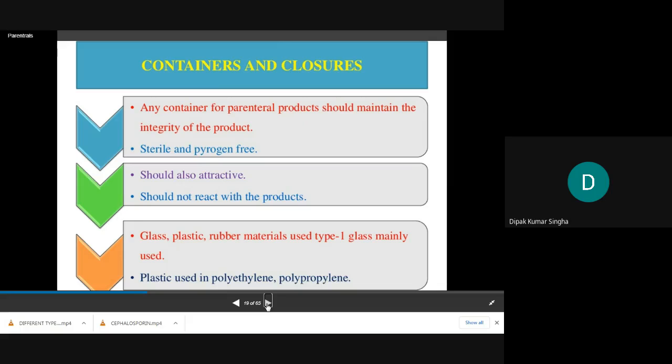So any container of a parenteral product should maintain the integrity of the product, and obviously the container must be sterile and pyrogen free. Otherwise your product is pyrogen free and sterile, but if the container is not sterile or pyrogen free, it is immediately contaminated. It should be attractive, obviously another most important criterion, and should not react with the product. Materials are glass, plastic and rubber; glass is type 1, type 2, type 3, and plastic used is polyethylene. Large volume preparations are dispensed in polyethylene, polypropylene, plastic and rubber.